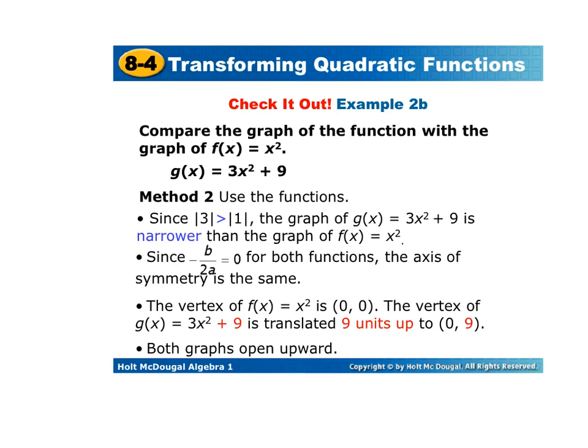Here's another example. Again, they're both opening upward, they're both positive. You're going to find the axis of symmetry first. Again, it's the same. But what's changing here is the location of the vertex, telling you it's a translation. And then again, we're going to see that because these numbers in front of x squared are different, the width is going to change.